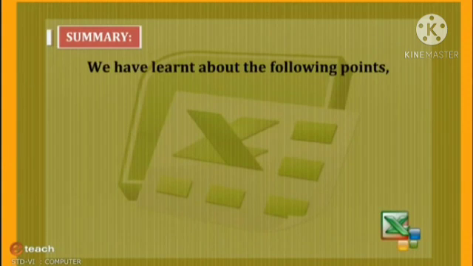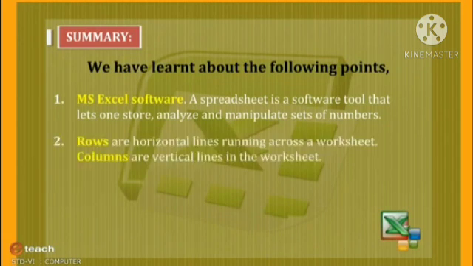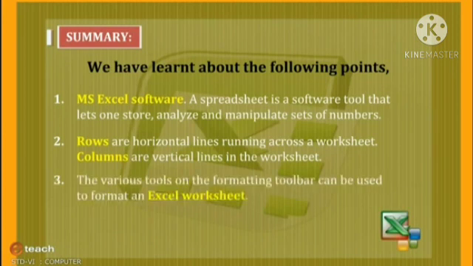Summary. We have learnt about the following points. MS Excel software. A spreadsheet is a software tool that lets one store, analyze and manipulate sets of numbers. Rows are horizontal lines running across the worksheet. Columns are vertical lines in the worksheet. The various tools of the formatting toolbar can be used to format an Excel worksheet.